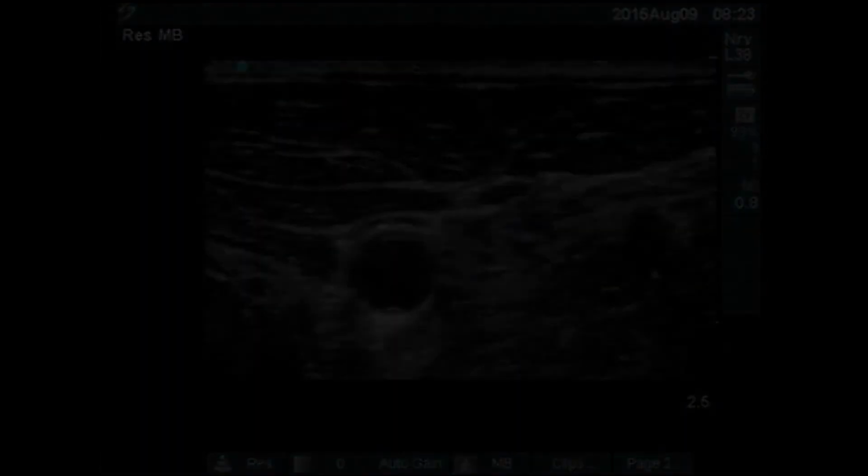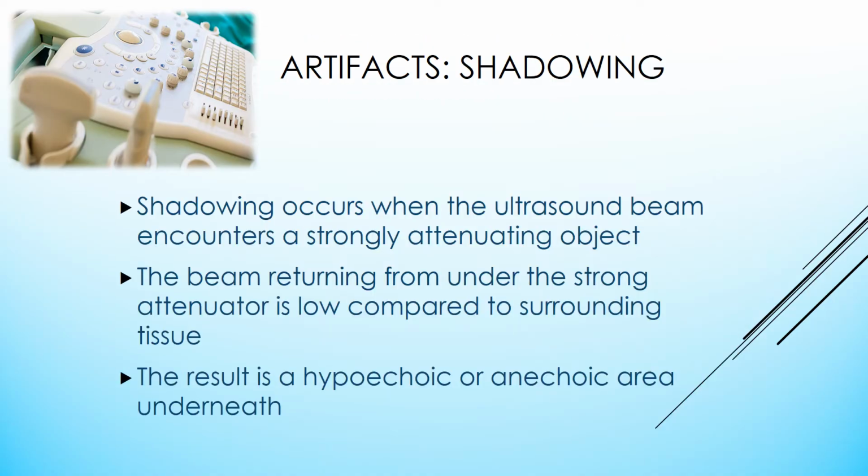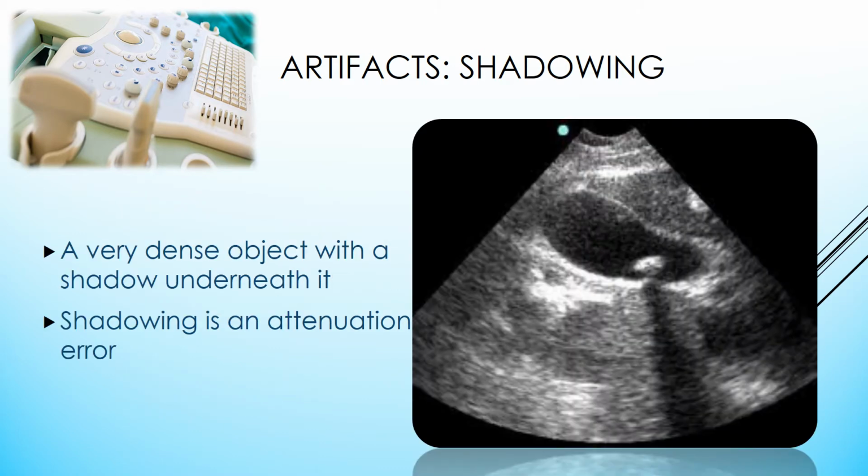Shadowing. Shadowing occurs when the ultrasound beam encounters a strongly attenuating object. The beam returning from under the strong attenuator is low compared to the surrounding tissue. The result is a hypoechoic or anechoic area underneath the strong attenuator. This can be a useful artifact to tell whether or not an object is really there. A very dense object with a shadow underneath it. Shadowing is an attenuation error. Here we see a gallstone.